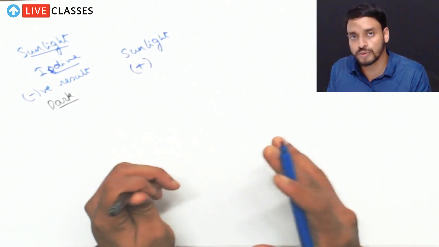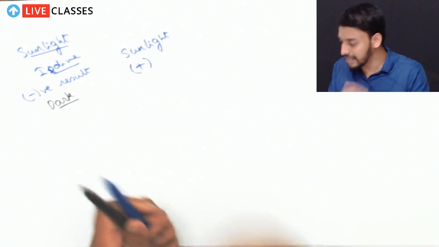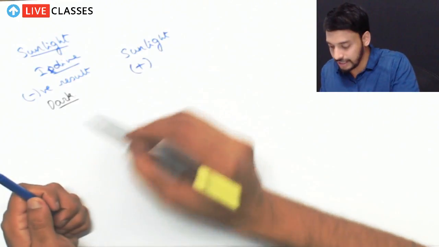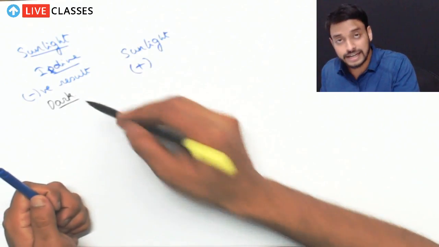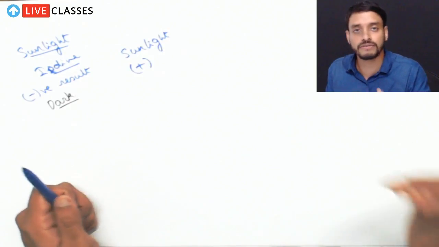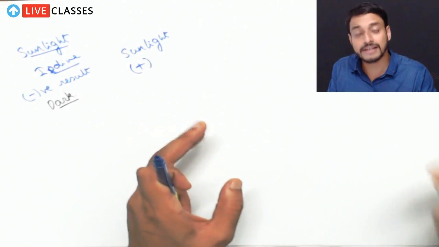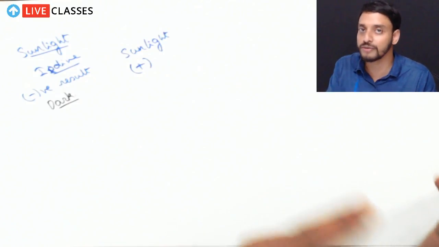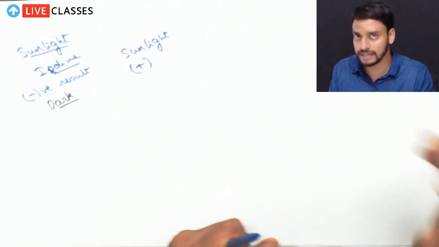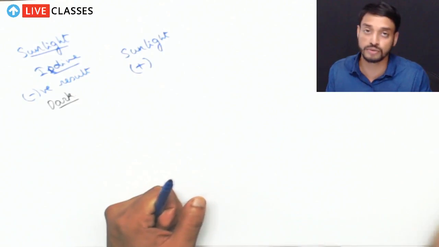So what does this prove? यहाँ से क्या प्रूव होता है? यहाँ से ये प्रूव होता है कि अगर सनलाइट पे रहता है कोई भी प्लांट, if a plant is kept under sunlight, that means that plant is able to perform the process of photosynthesis, and hence starch is prepared. Correct? Starch is the food for plants.